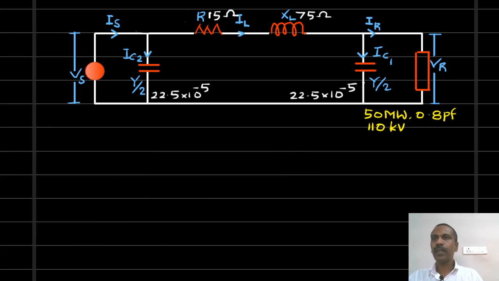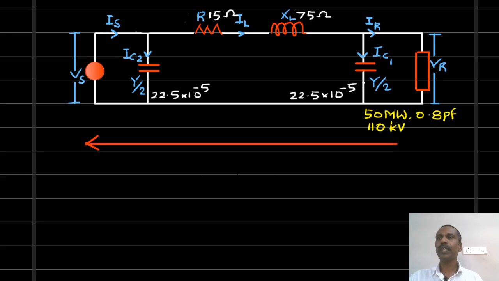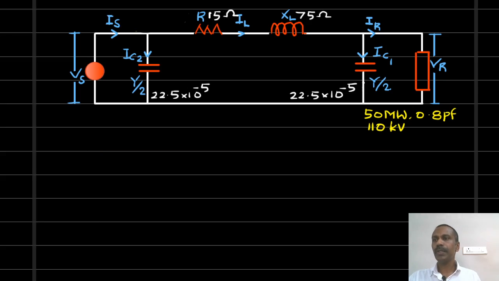Now we have to find out the receiving end current. Finally, we will find out the sending end parameters. We are going backwards. We start with the receiving end. Step by step, we are going backwards to find out the sending end parameters.